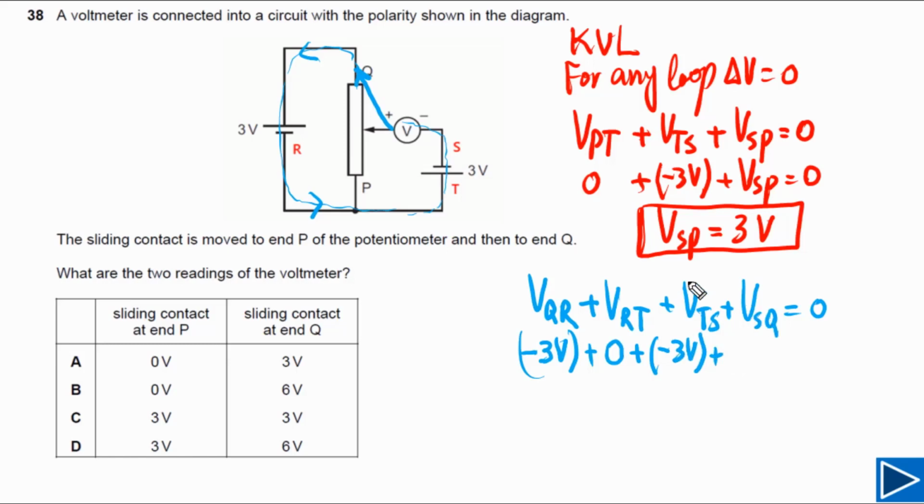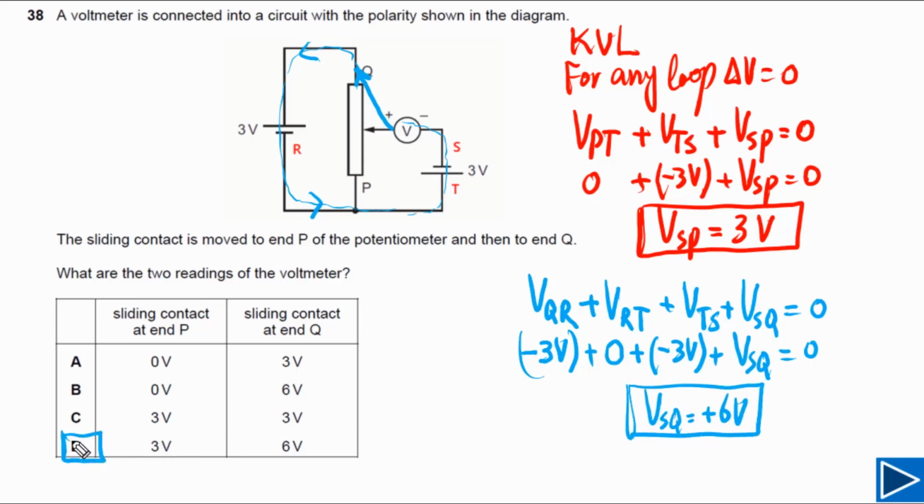And next one is VSQ, and this is the reading, the potential difference across this voltmeter. We don't know what the value of this is, we can simply write down VSQ. So our final answer VSQ in this case is equal to plus 6 volts. So again our answer for this question is D. So this is how you can answer this question using two different methods.